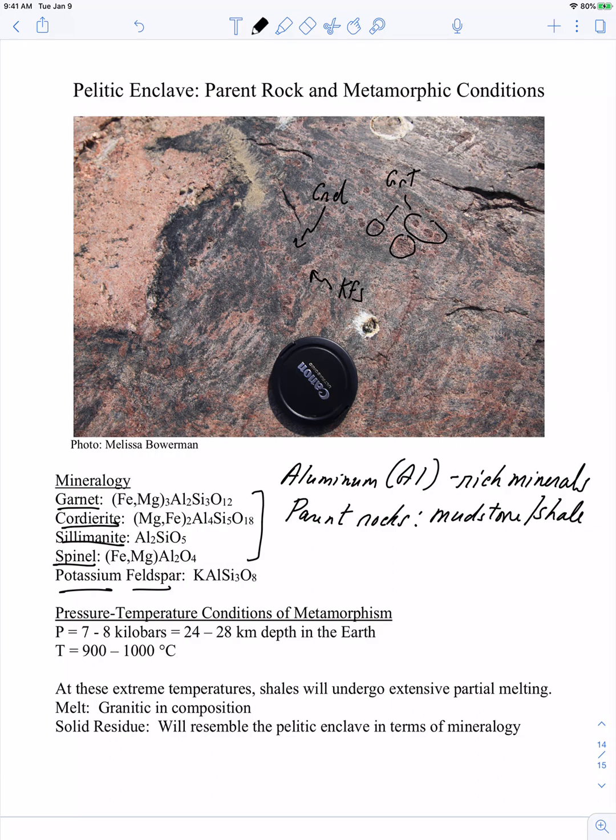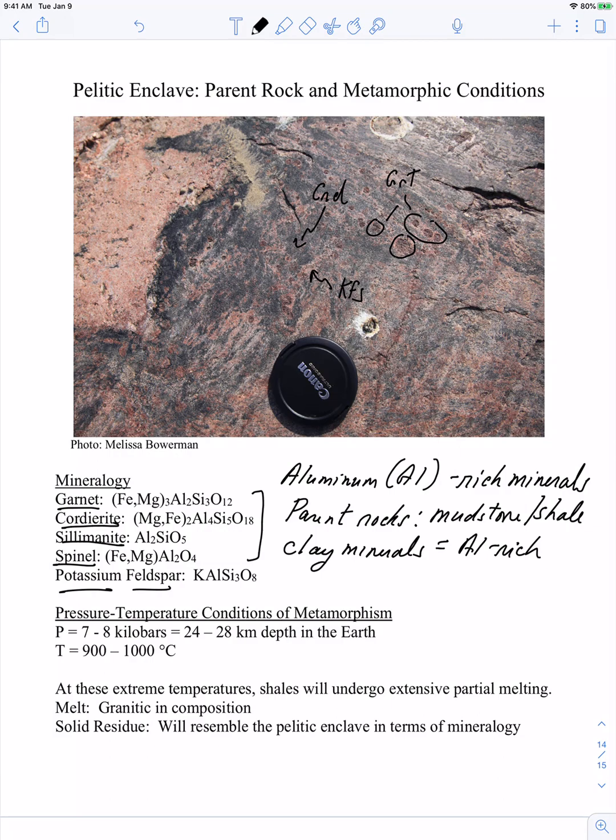Mudstones and shales are rich in aluminum, and the simple reason for that is that the dominant mineralogical constituent of mudstones and shales are clay minerals, and all clay minerals are aluminum rich. So a likely protolith for these pelitic enclaves was a mudstone or a shale. They have the right chemical characteristics, that aluminum-rich chemical characteristic, to make them a likely parent rock. So that's the parent rock of the pelitic enclaves.